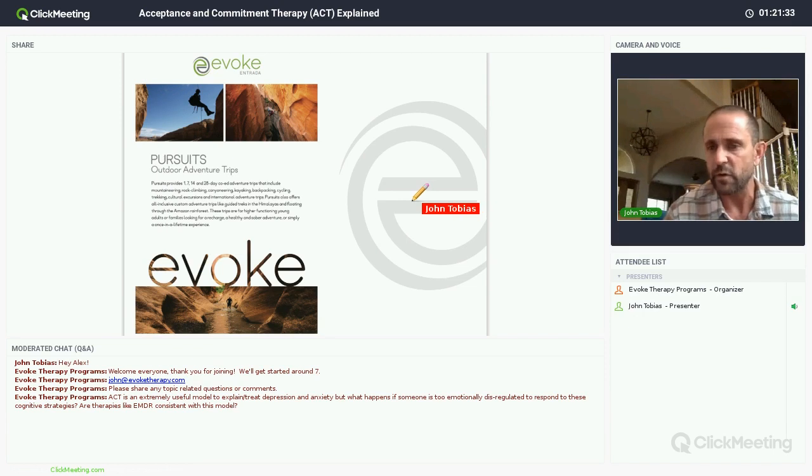We have our Pursuits Outdoor Adventure Trips. These are fantastic. 1, 7, and 14-day co-ed adventure trips that include mountaineering, rock climbing, canyoneering, and more. I've heard Brad describe these as maybe Evoke Light. These can be nice recharges for alumni. We can do these as families as well. So get in touch, and we can really work with you and customize one of these Pursuits trips.